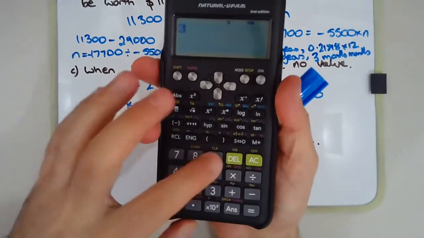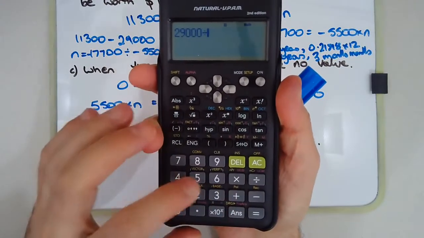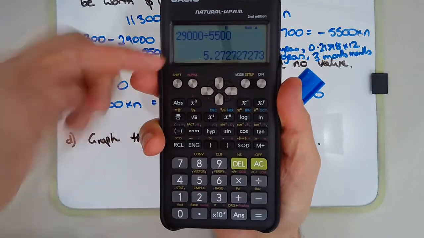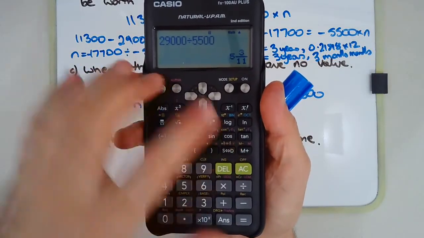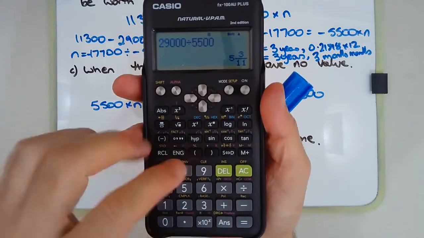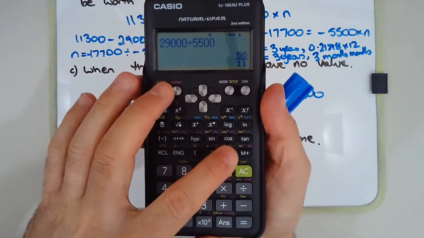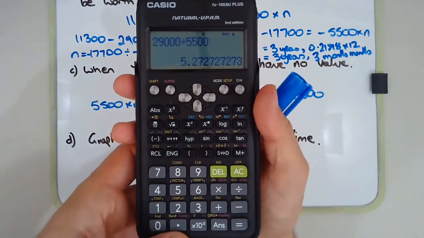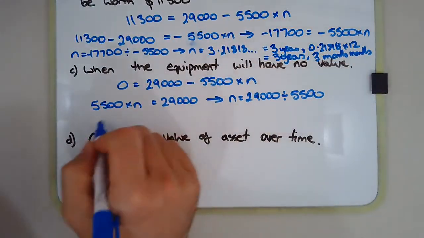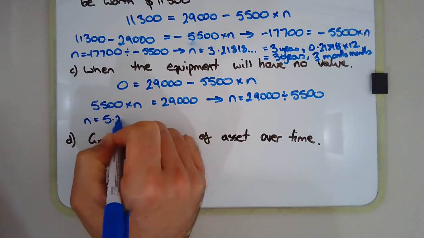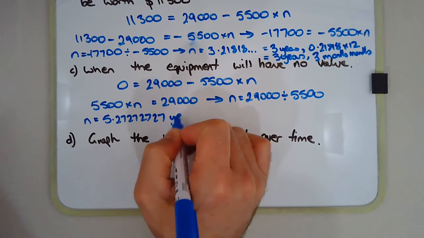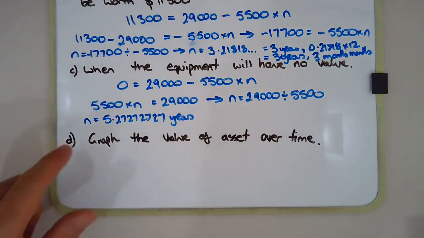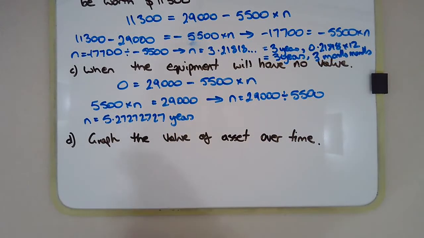So 29,000 divided by 5,500, and we get 5.2727. In fact, 5 3/11 if you wanted to convert it into fraction form. So 5.2727 years. And we need to convert that into years and months if we're going to convert it to the nearest month.